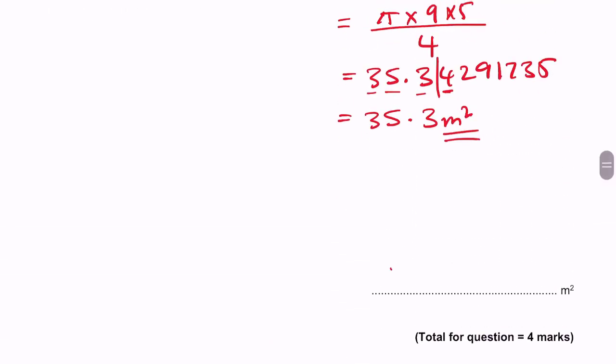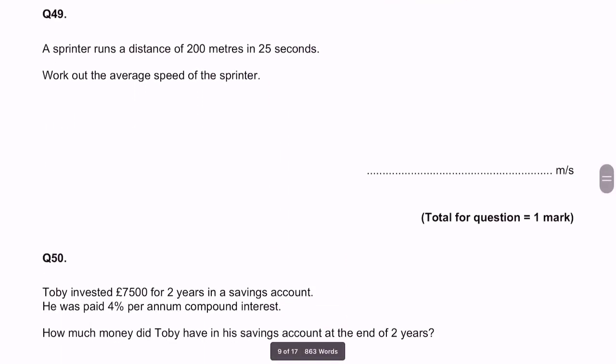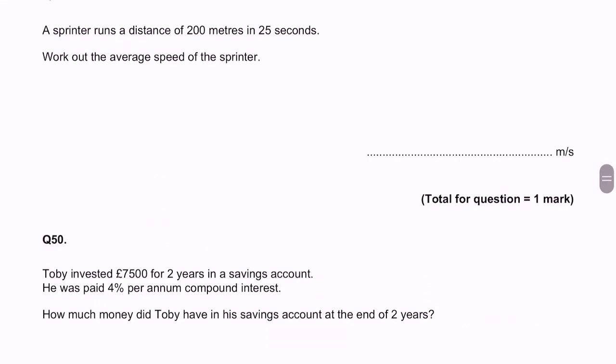Don't forget to write the final answer on the dotted line. A sprinter runs a distance of 200 meters in 25 seconds. Work out the average speed of the sprinter. Speed equals distance divided by time. Distance is 200. Time is 25. 200 divided by 25. I can do it in my head, which is 8, but still double check.